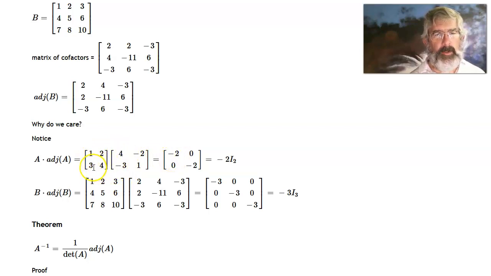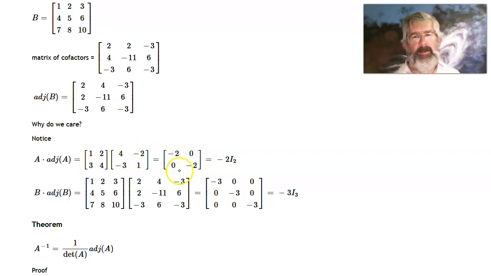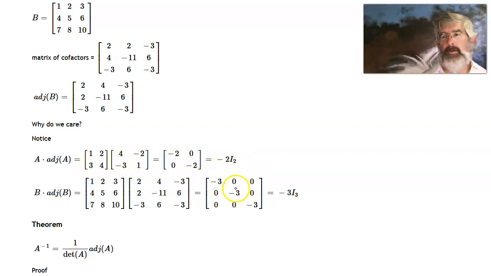Second row, first column would be 12 minus 12, that's 0. First row, second column, that's negative 2 plus 2, which is 0. And second row, second column, there's a negative 6 plus 4, which is negative 2. And notice that this is just negative 2 times the identity.